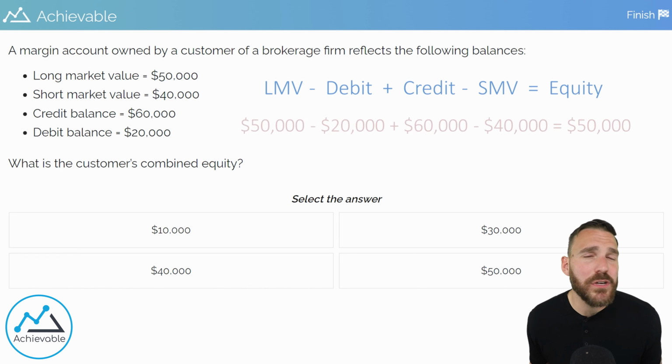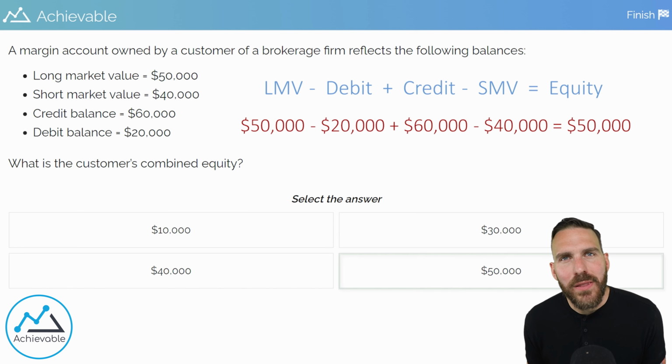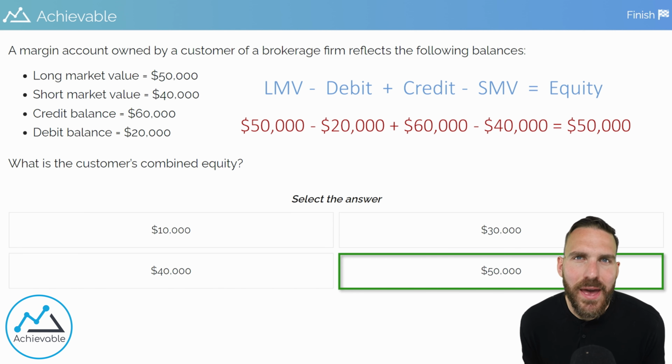And we'll just put the corresponding numbers below. 50,000 minus 20,000 plus 60,000 minus 40,000. After all those numbers are added and subtracted, put together, that will leave us with a $50,000 equity in this account.